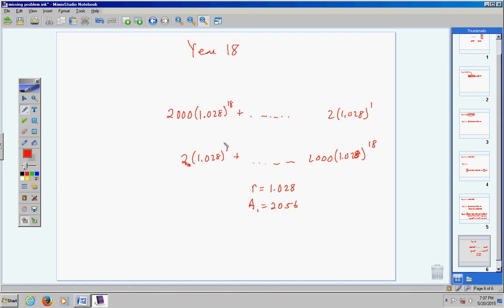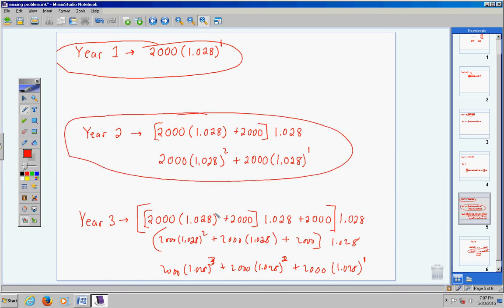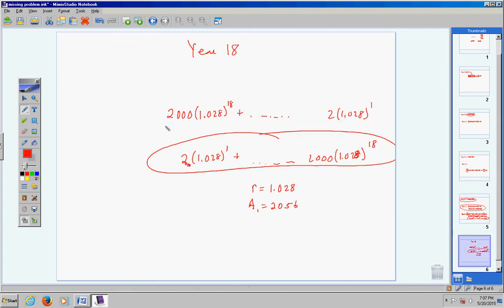So if I want to find the sum of this whole expression, this is the big expression for year 18. Let's go back a page. This is the expression for year 1. Got it. This is the expression for year 2. Got it. This is the expression here for year 3. That whole thing. So year 18 is going to be this whole expression here, adding all these terms up. So here's the formula for finding the sum of a geometric series: A subscript 1 times parentheses 1 minus r to the n, over 1 minus r.